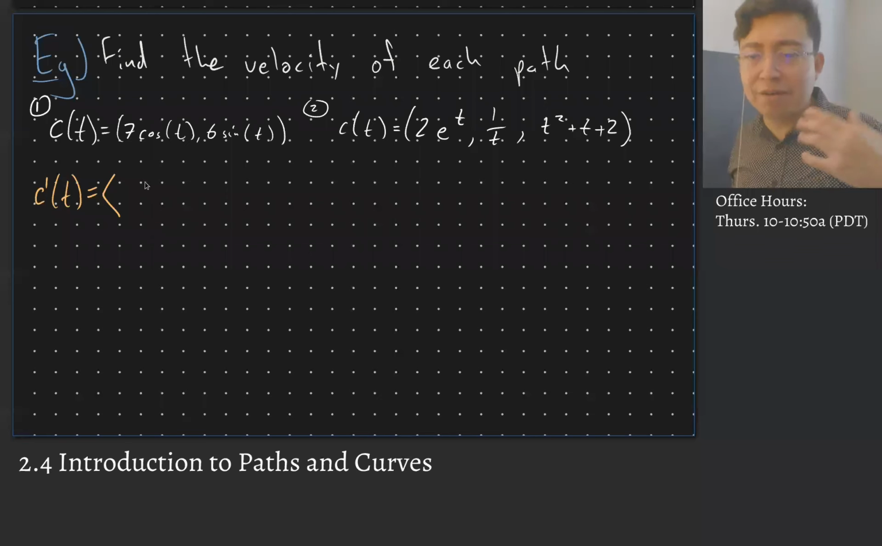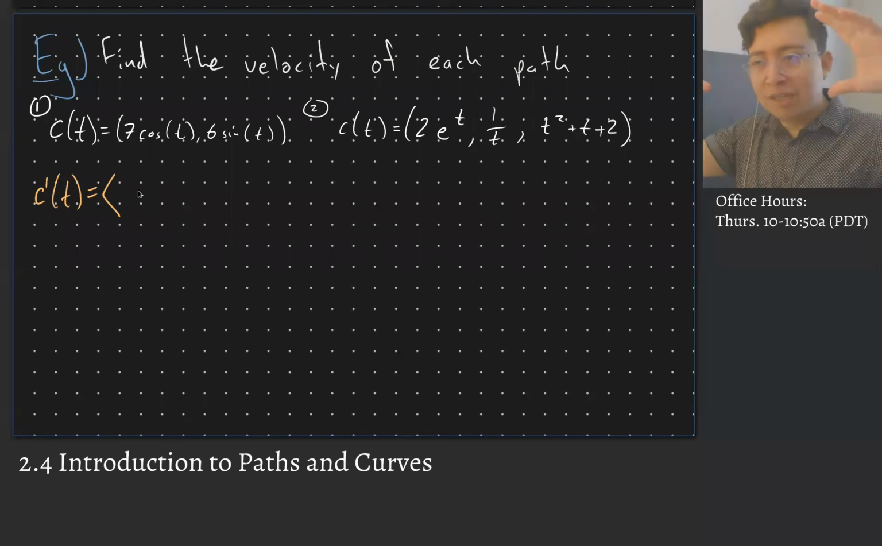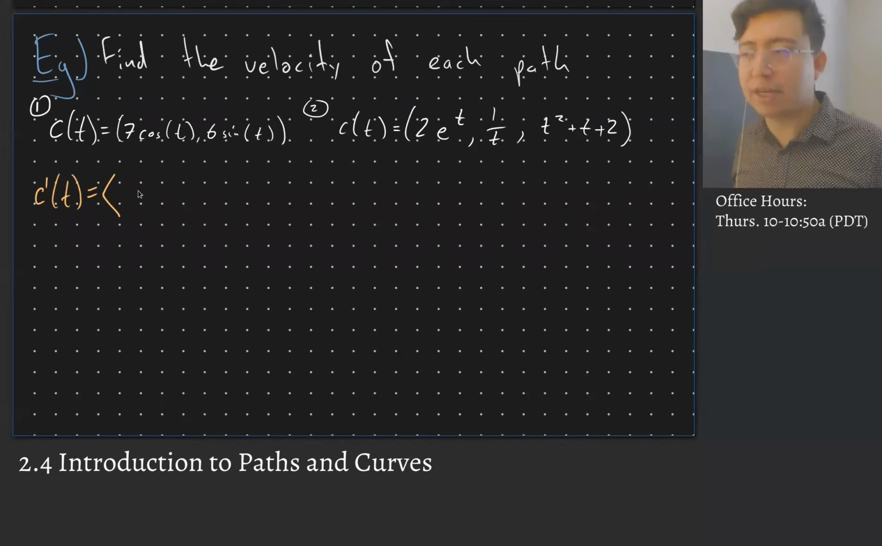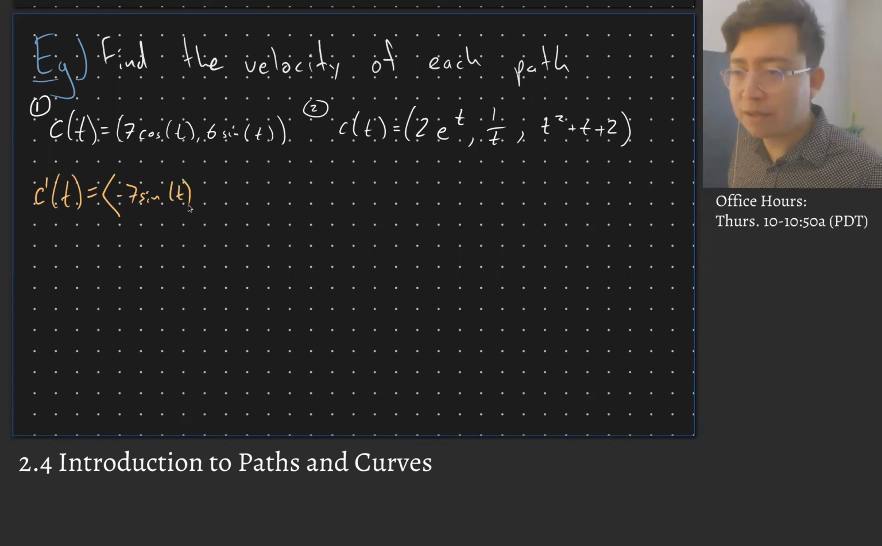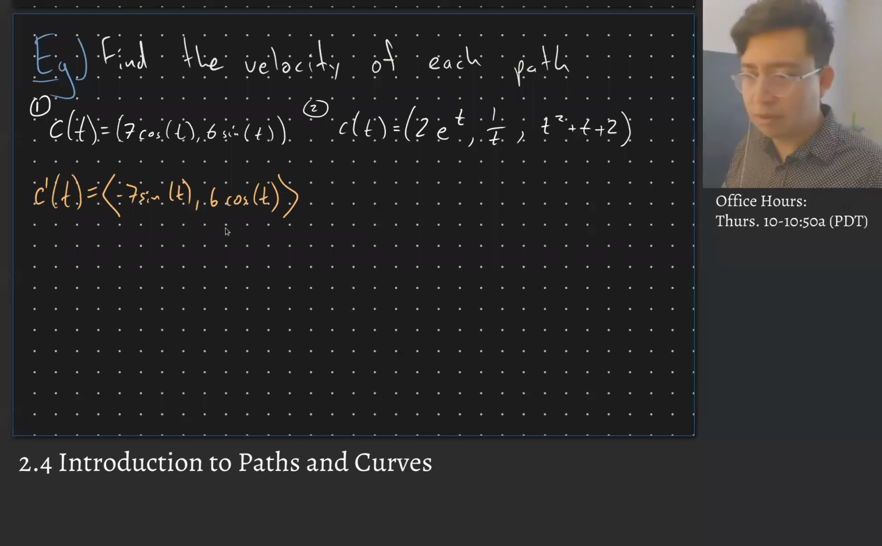Remember, in my notes, I can be kind of picky about when I use parentheses or square brackets when I'm talking about a point or a vector. But as you've seen in the homework, it doesn't usually care. You could just use parentheses all the time, and it'll be totally fine. So here we're just going to take the derivatives of each of these parts one at a time. So this is -7 sine of t. And then this is 6 cosine of t.